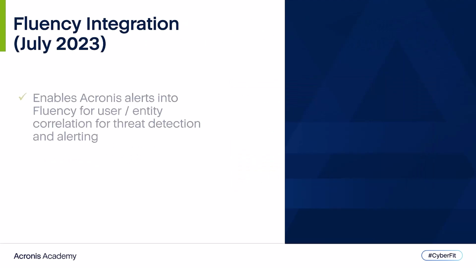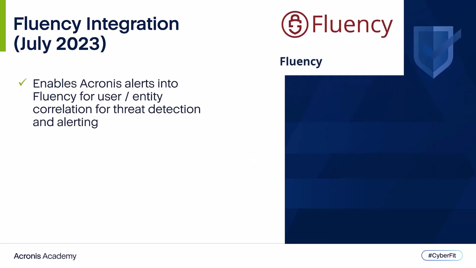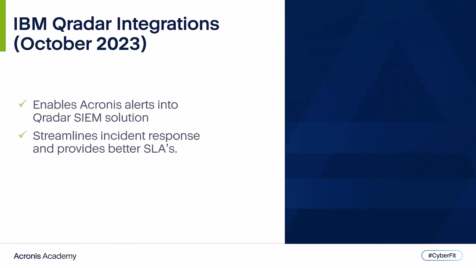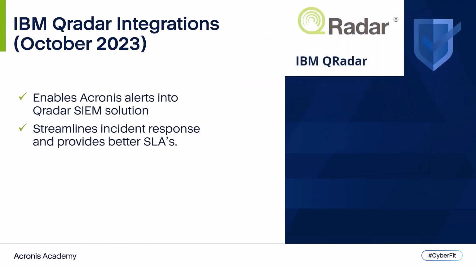In July 2023, we integrated with Fluency. Fluency's SIEM technology integrates seamlessly with Acronis Agent's diverse offerings, enhancing user entity correlation for comprehensive threat detection and alerting. Leveraging Fluency's unique processing language allows for advanced data table joins across different products, unlocking unparalleled reporting capabilities and fulfilling unique use case requirements. IBM QRadar integration was offered in October 2023.